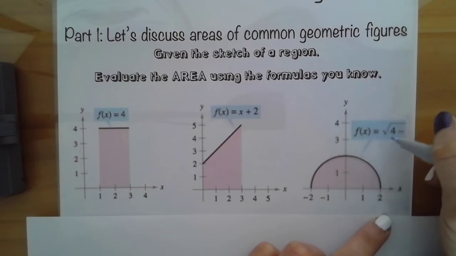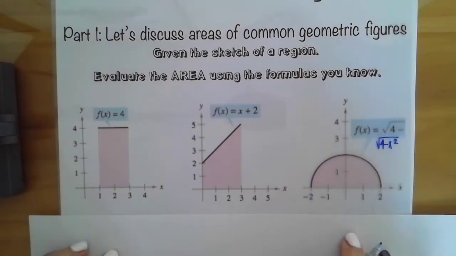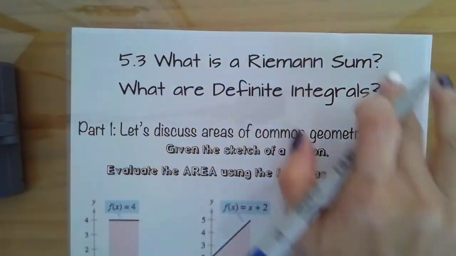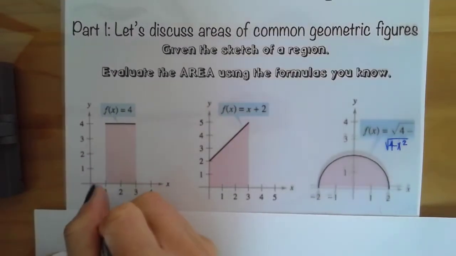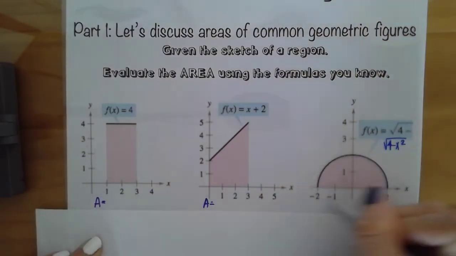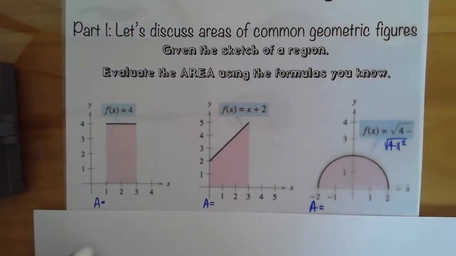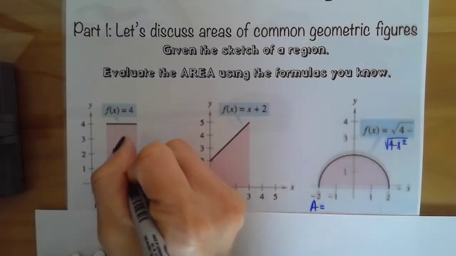I know this is cut off, but it just says 4 minus x squared, as you can guess. So I want to know, do you know how to find the area of these without knowing the fancy Riemann sum or the definite integral? Go ahead and try to find the area however you know how. Like a third grader would know that the area of a rectangle is base times height.